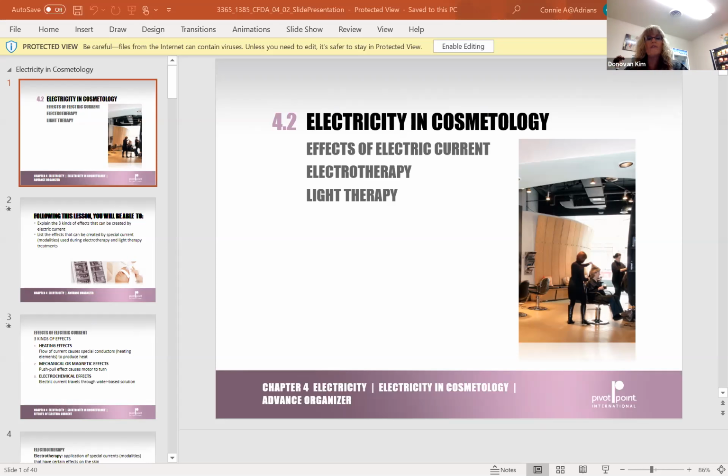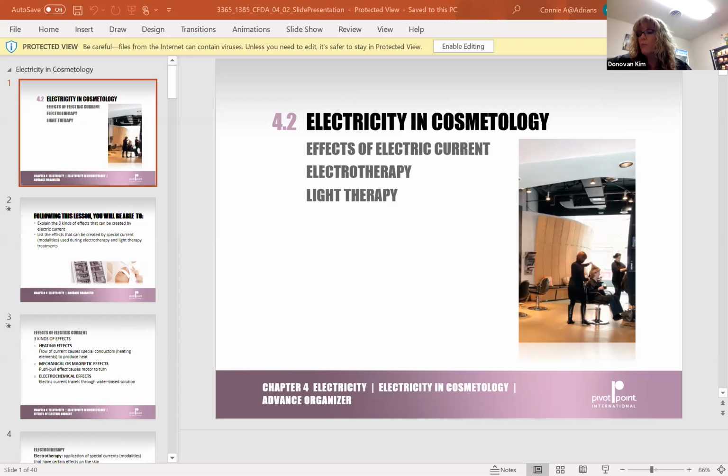We have our sinusoidal current, which is another one in California that we cannot use, but we do learn about it. And we have Tesla current, which we can use. So out of those 4, there's only 2 that we can actually use within the state of California.